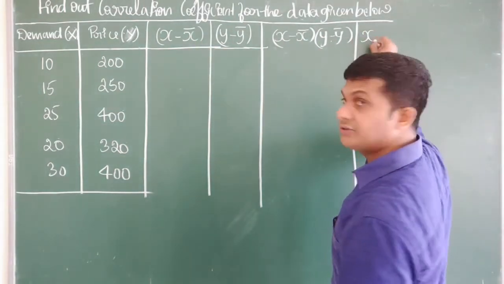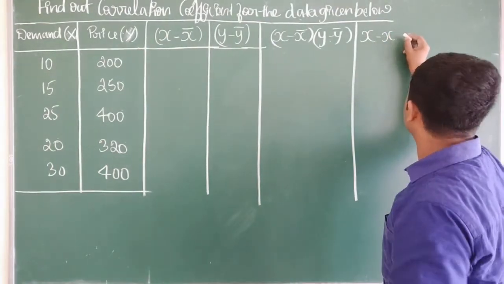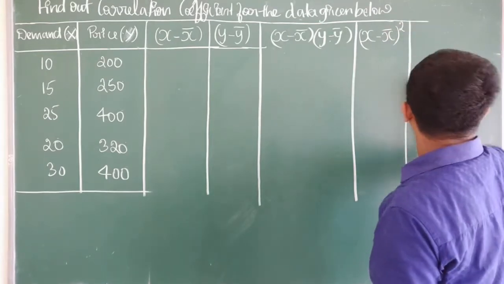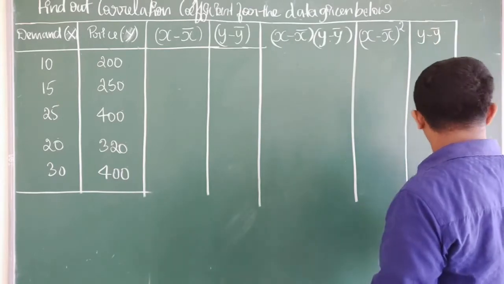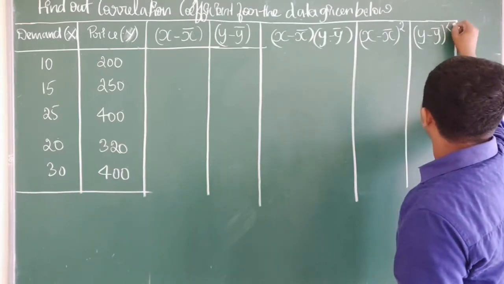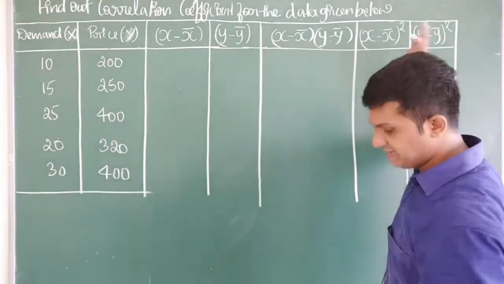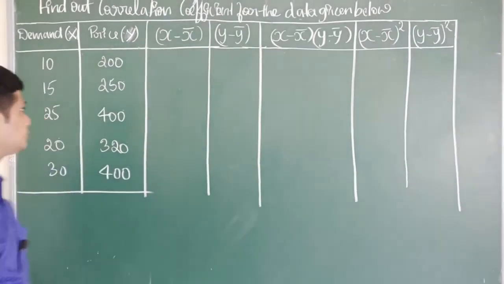So separately I need to calculate x minus x bar square. Similarly I need it for y, which is y minus y bar square. So these are the information which we need to additionally calculate apart from what they have given in the question. Okay, let us do that now.